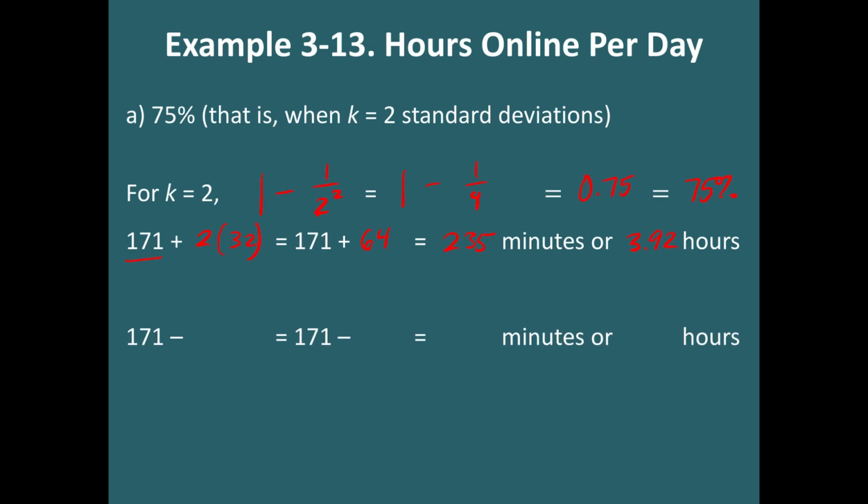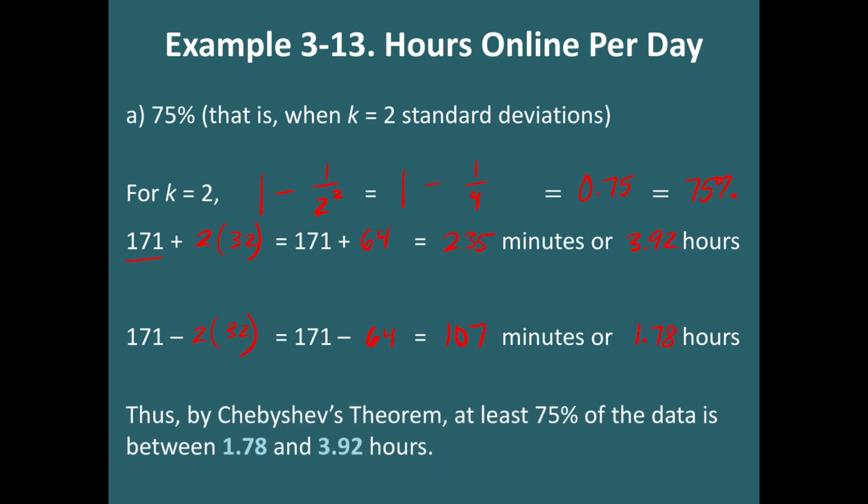Now we must subtract 2 standard deviations from the mean. That will give us 171 minus 2 times 32. Again, 2 being how many standard deviations, 32 being the standard deviation itself. 171 minus 64 gives us 107, rather 1.78 hours. Thus, by Chebyshev's theorem, at least 75% of the data is between 1.78 and 3.92.